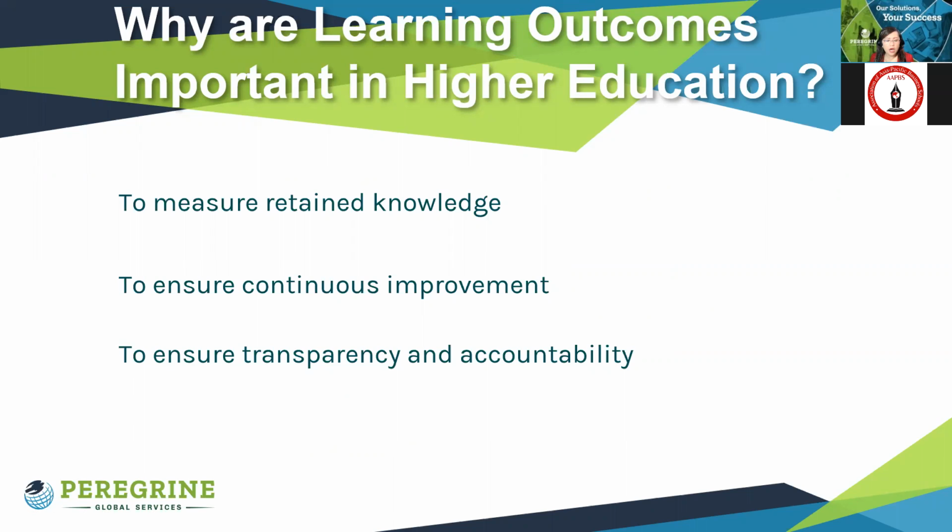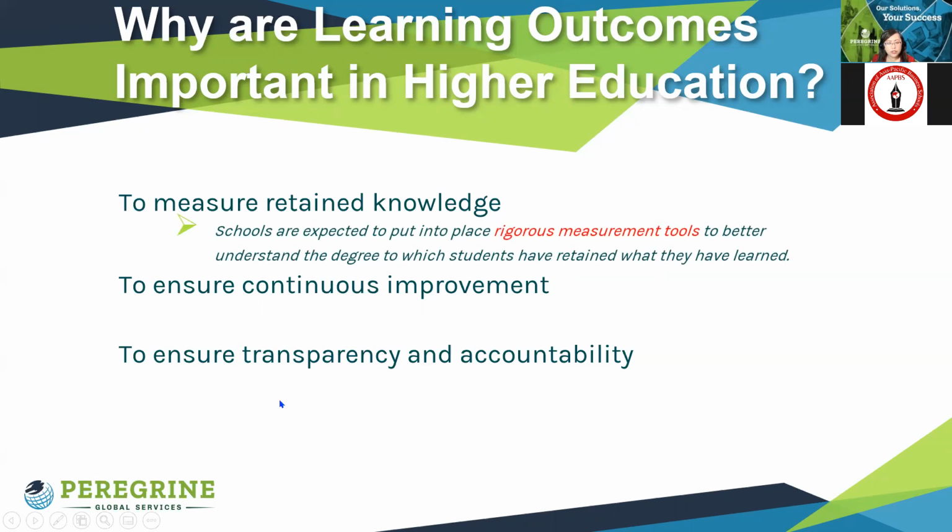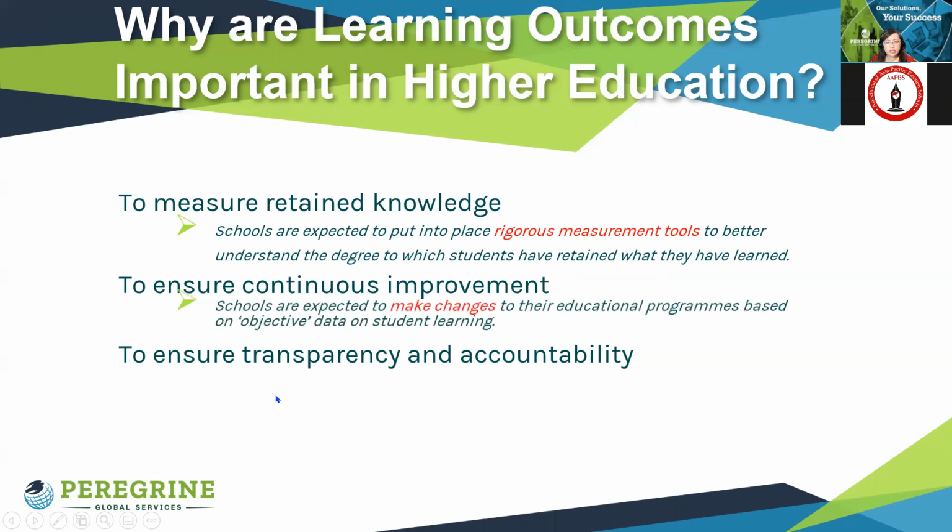Now, in addition, quality assurance and accreditation agencies expect schools to put into place rigorous measurement tools to better understand the degree to which students have retained what they have learned. Measuring student learning objectives is not the end goal. Most importantly, we do it to ensure that we are constantly surveying, collecting data, and analyzing the student learning results to ensure that we are continually improving our academic programs.